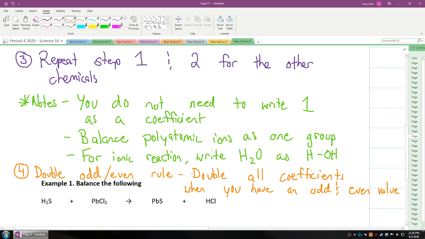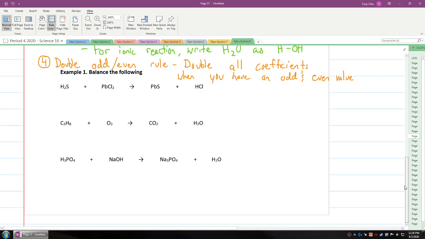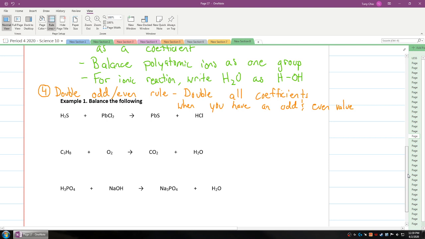Okay, and I'll show you what that looks like in an example in a bit, okay? So don't freak out too much if you don't know what the double odd even rule is. We're going to do about 2 examples to get you comfortable with it, okay? So, we're now going to talk about this with a few examples, just so you're clear.